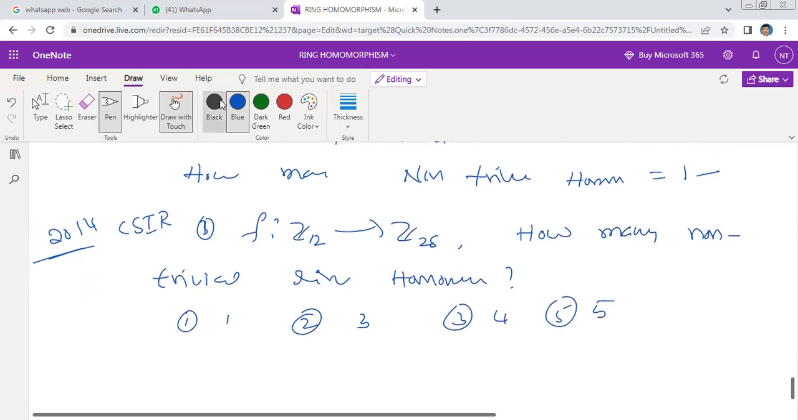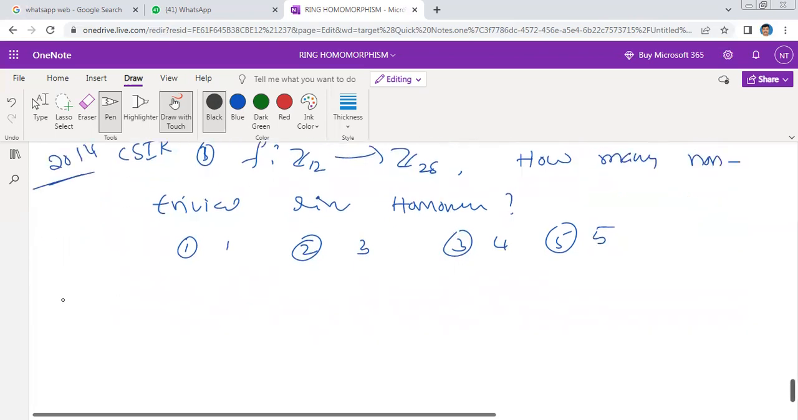Can you guess? How many non-trivial? Non-trivial means f(x) = 0x is not counted as a homomorphism here. Don't consider that homomorphism. Please check and see.